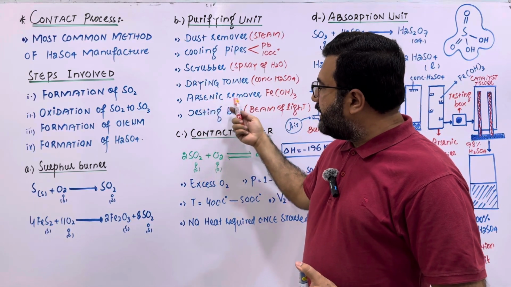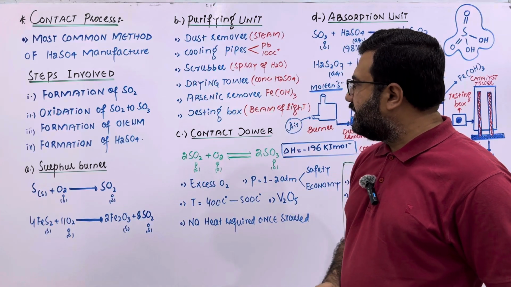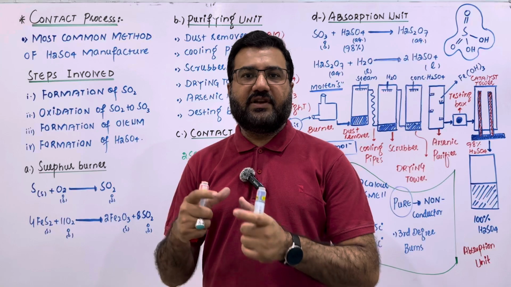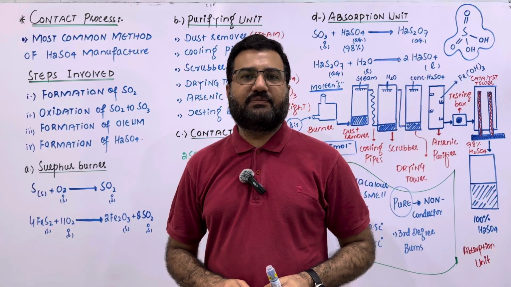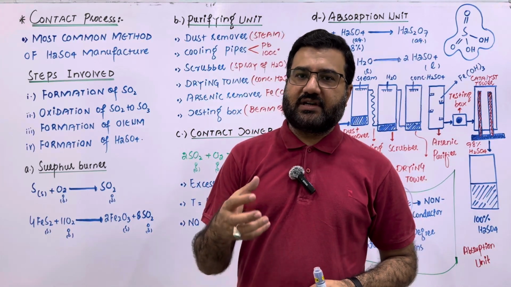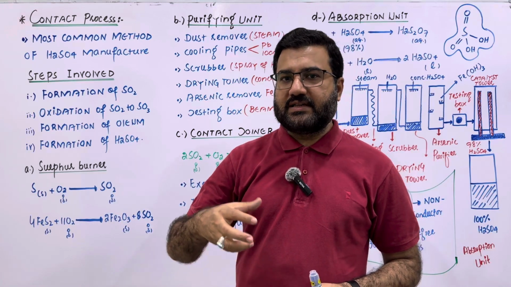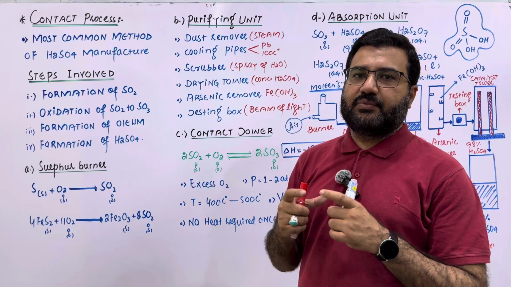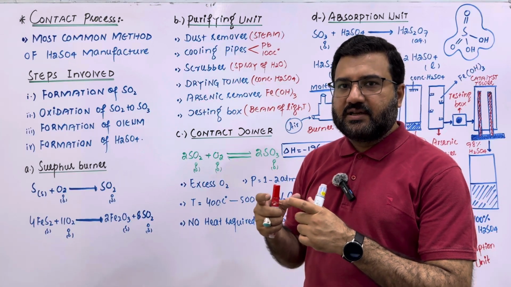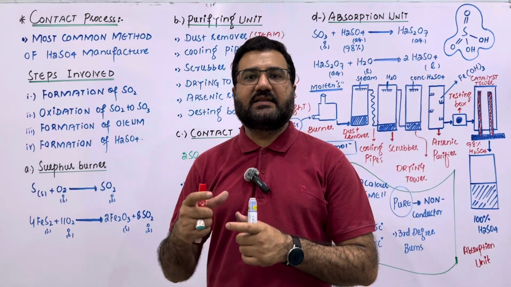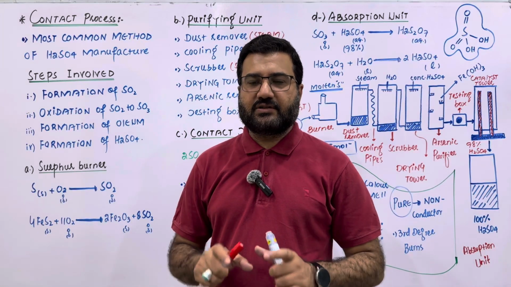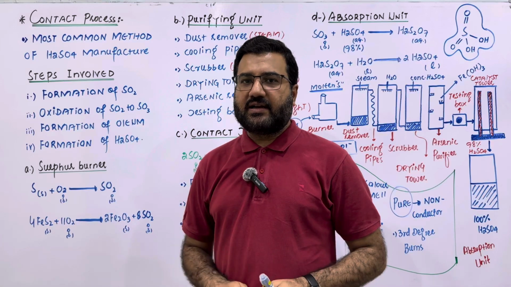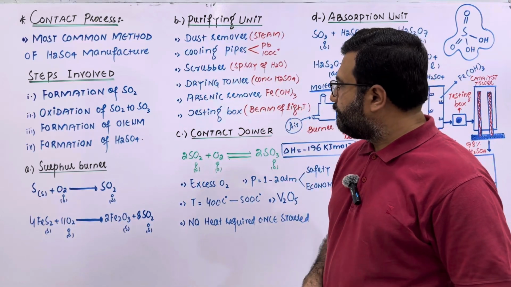Then there is the arsenic purifier or arsenic remover. It is a chamber in which there are different shells containing ferric hydroxide, and this ferric hydroxide absorbs the arsenic impurities and the gases are made free of arsenic. Because the arsenic impurities act as a poison of vanadium pentoxide, which is the catalyst in the contact process, it is very important to remove the arsenic impurities so that the catalyst may not be poisoned.